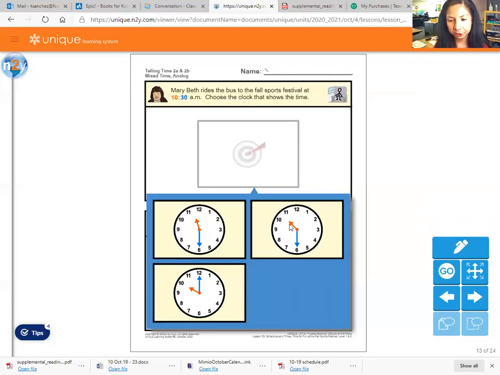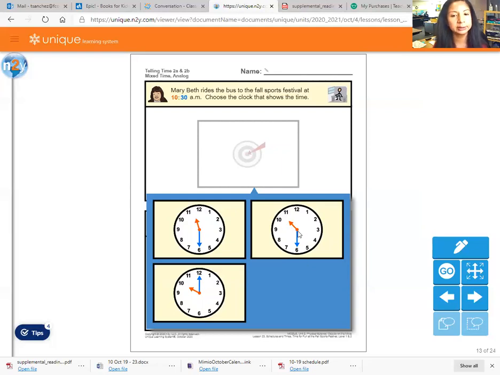The hour hand, which is the smaller hand, is pointing between the 10 and the 12. Remember what the telling time guide told us? You would choose the smaller number, which is the 10, okay? And then the minute hand, which is the bigger hand, is pointing to the 6. So that is 10, let's see, 5, 10, 15, 20, 25, 30. That says 10:30, this clock.